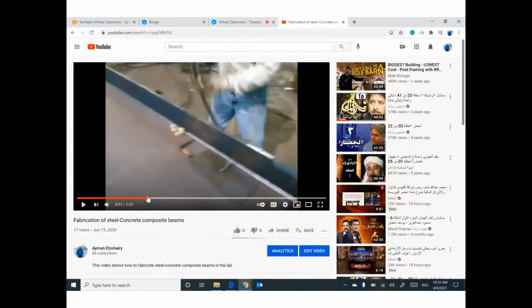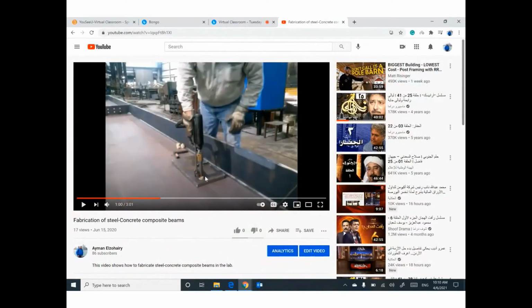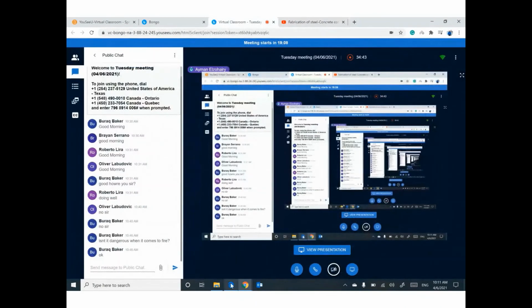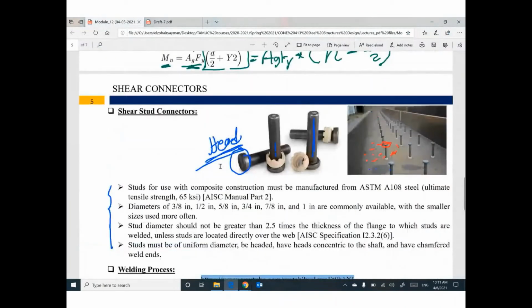So the most important part is the first part: how we can weld this shear connector to the steel beam. It's very easy. This tool is called a Nelson gun. Any question? So this number of shear connectors, you can do in a few minutes. Each one takes 10 seconds or 20 seconds or whatever. So you can finish any number you want.